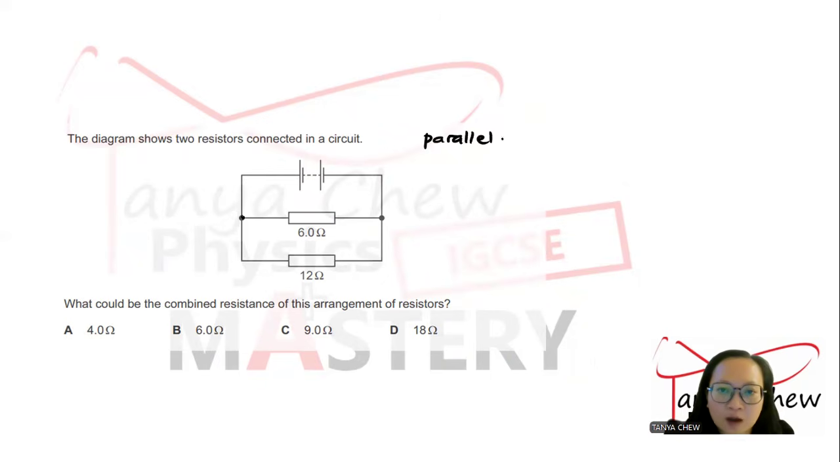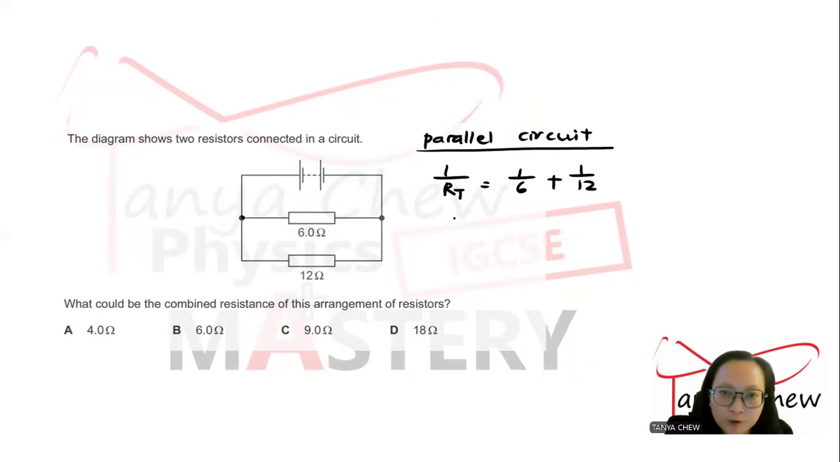So if you want to calculate, this is parallel. You have to tell yourself this is parallel circuit. You want to calculate the total resistance combined. 1 over R total is equal to 1 over 6 plus 1 over 12. So you get 1 over R total first, which is equal to 1 over 4. And make your R total as the subject. Flip, invert it. So this is equal to 4 ohm. A is the answer.